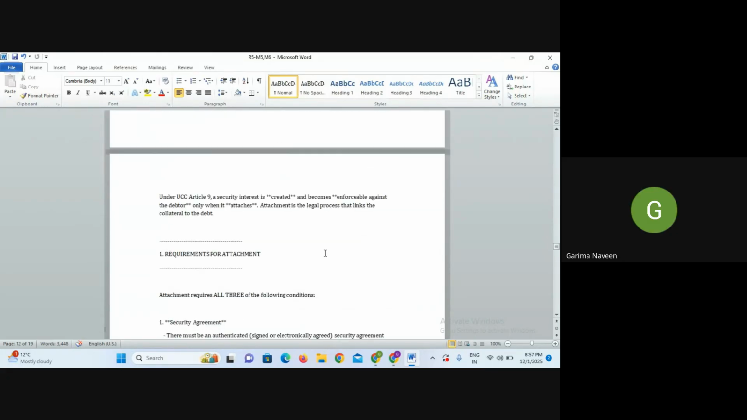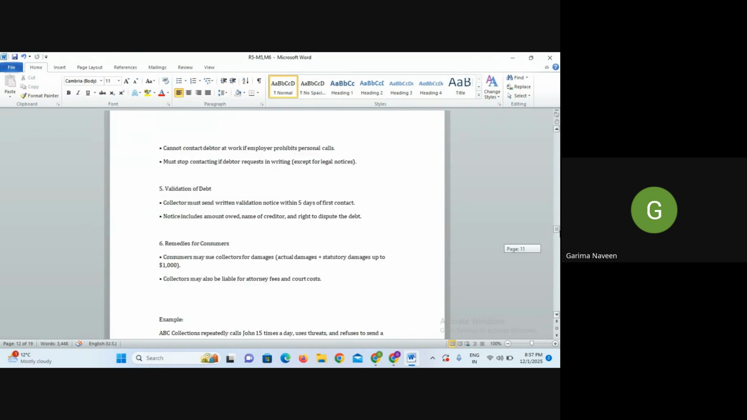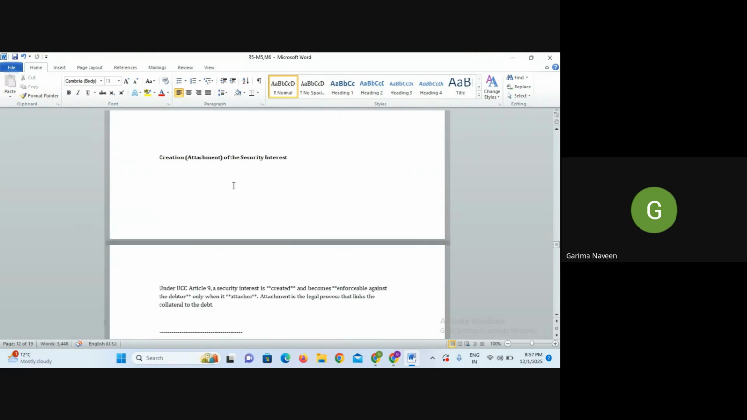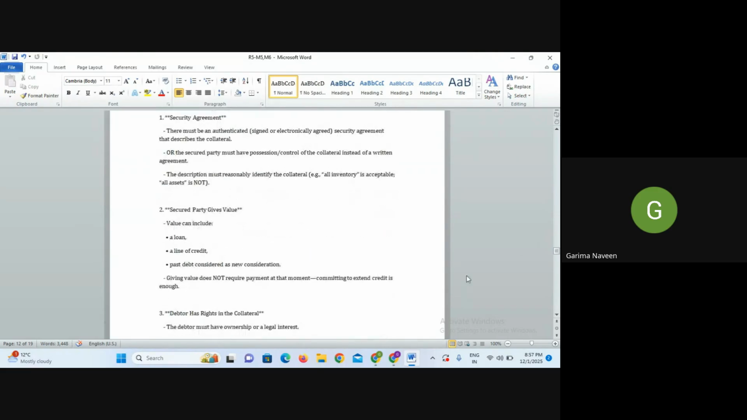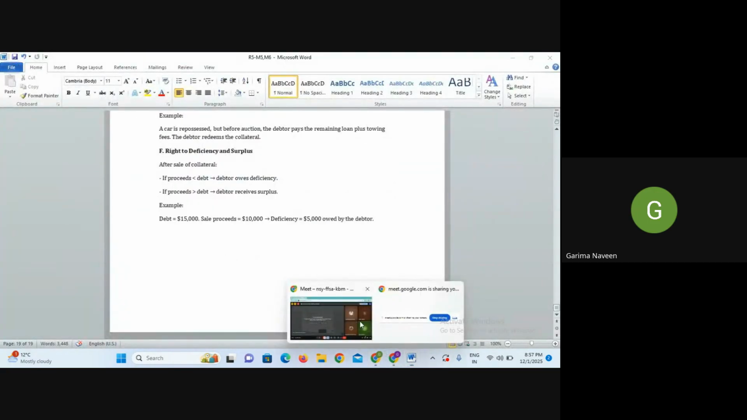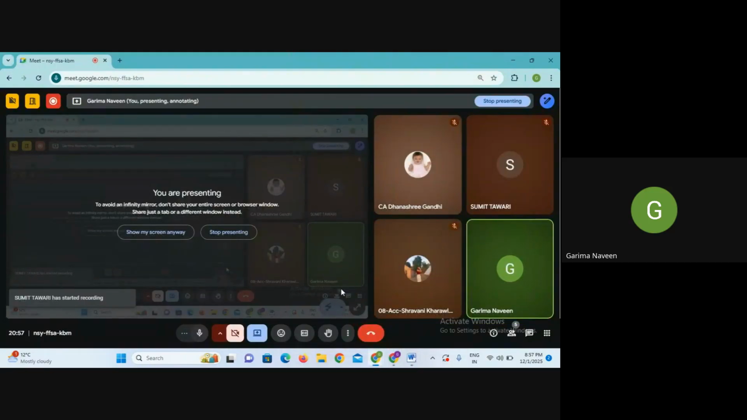Okay, so our next topic is secured transactions. We will discuss it tomorrow. Please revise up to here and practice some questions. We will also do some in our next class.